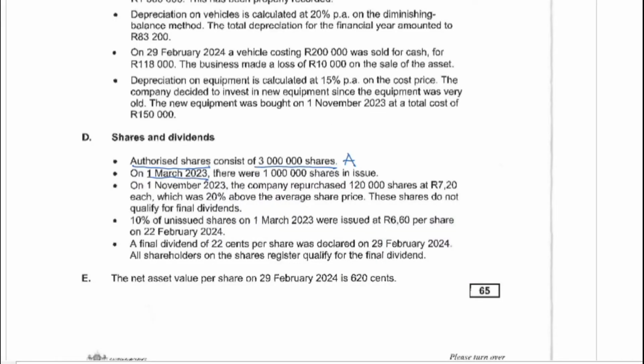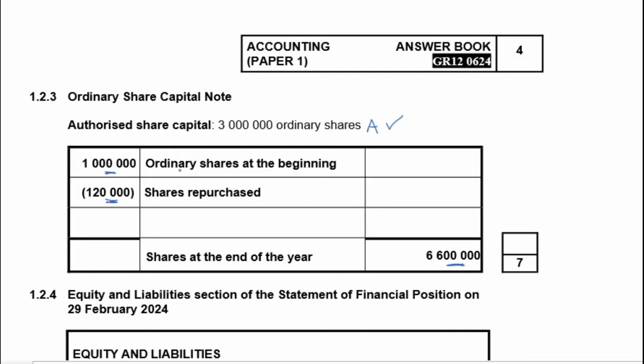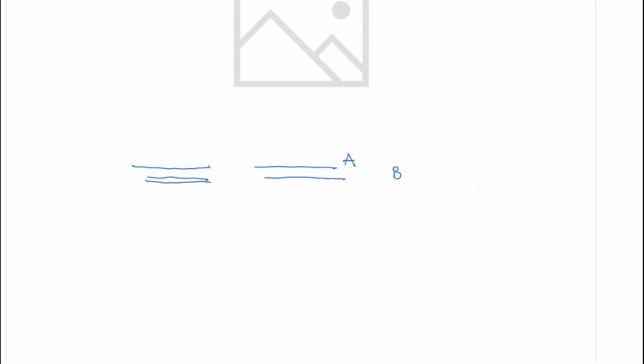On 1 March 2023, there were 1 million shares in issue. 1 March 2023 is the beginning of our financial year, so this information relates to the number of shares that were in issue at the beginning of the year. When we look at the note, we can see that the number of ordinary shares in issue has been disclosed as 1 million shares, but the value has not been shown, which means that the examiner wants us to calculate the value ourselves.